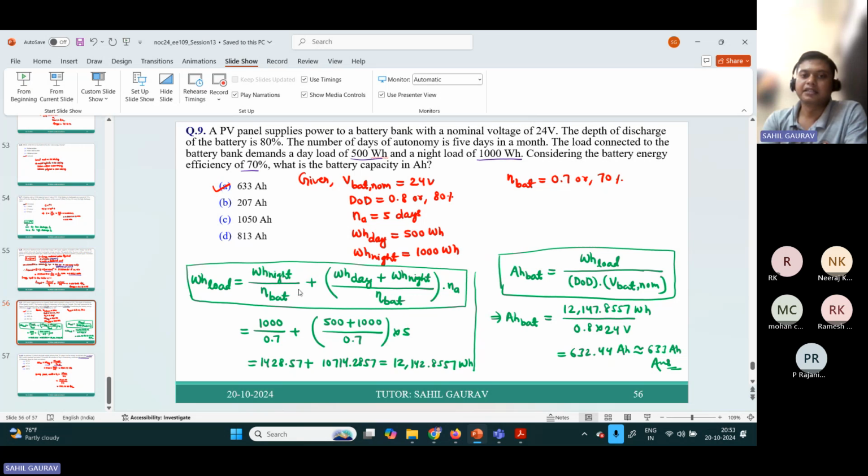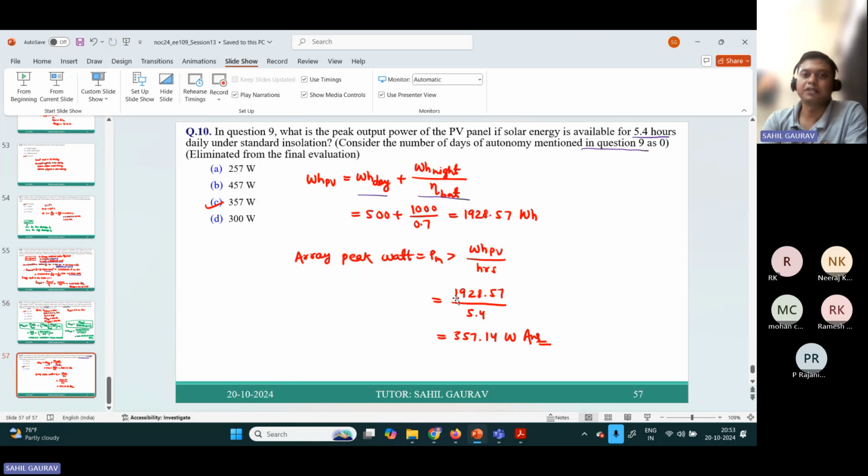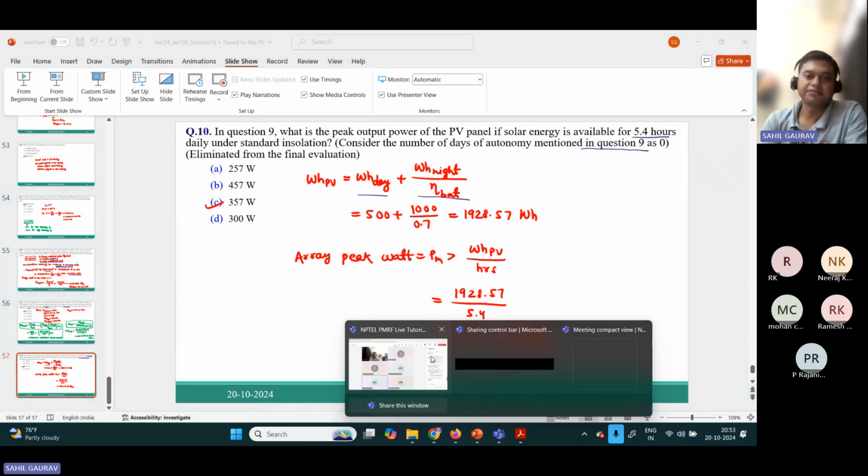And here for the battery, the requirement during night time plus the requirement during autonomous days will be considered. While for PV, the requirement during daytime plus the requirement of energy being given to the battery to deliver the power during night time. So this is the case.